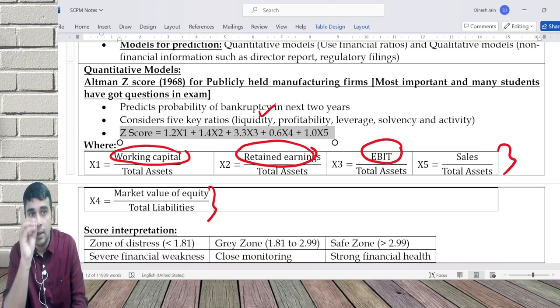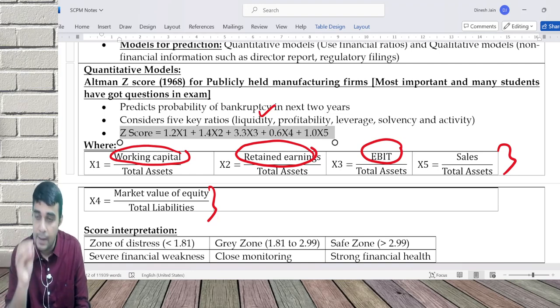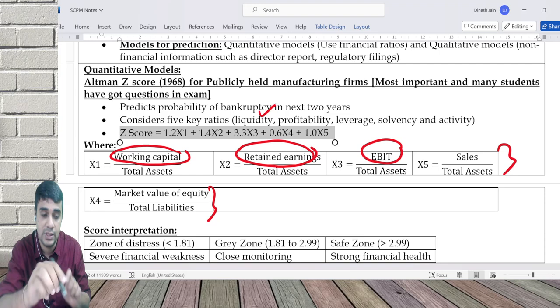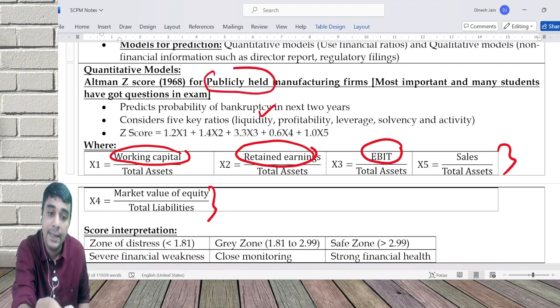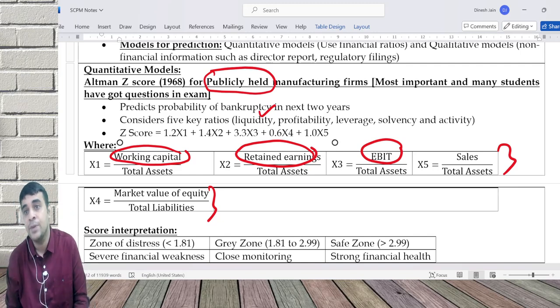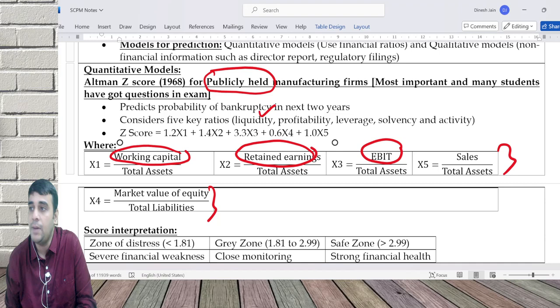Retained earnings is what? Reserves and surplus. EBIT is what? Go to your P&L and find the EBIT of the company. Sales, you very well know what is sales. Market value of equity is for publicly held. See the heading. Publicly held means it's a listed company, which means market value of equity divided by total liability.